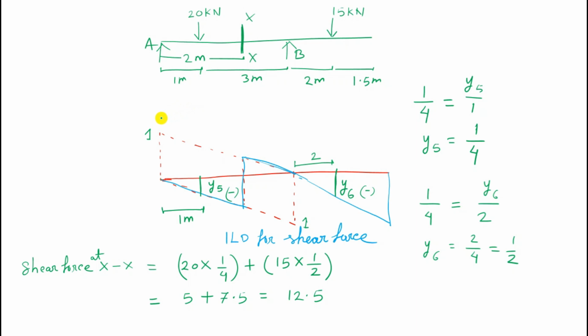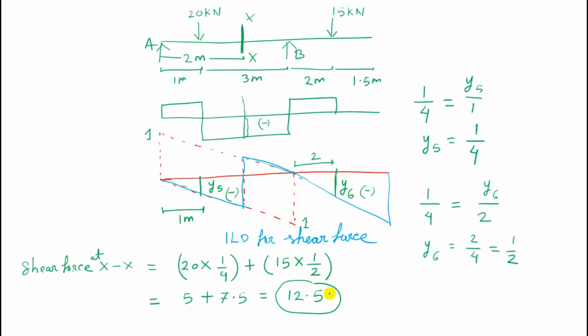So what will be the shear force diagram here? The shear force diagram will be like that. So you can see at this section we have the negative shear force. So this 12.5 kilonewton will be the shear force value, and this is negative shear force.